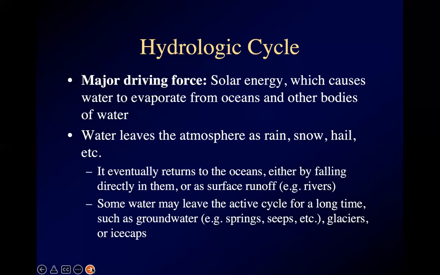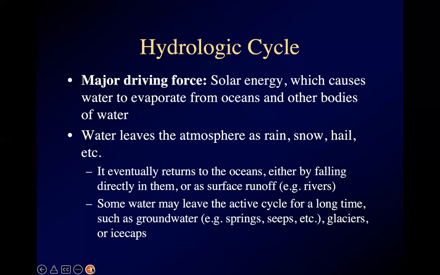Now, water leaves the atmosphere in the form of rain or snow, hail, sleet, fog, frost, what have you. And when water falls on land, it may form little trickles, which may come together and form tiny creeks and little streams, which may join together and form larger creeks and eventually rivers. And ultimately, those rivers flow to the ocean. Of course, a lot of rain falls directly into the ocean.